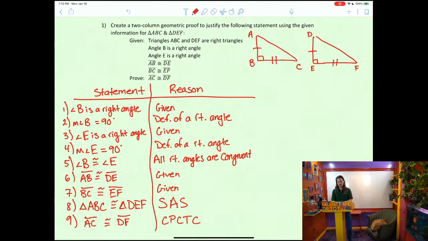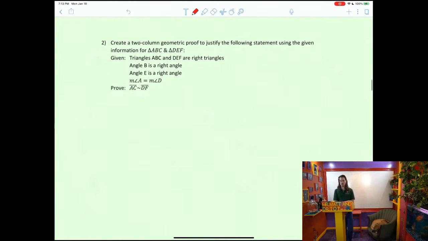If you have any questions, please let me know. Otherwise, let's look at question number 2.